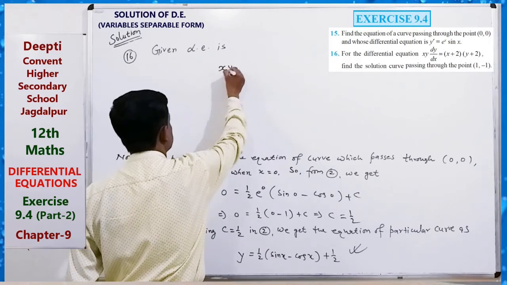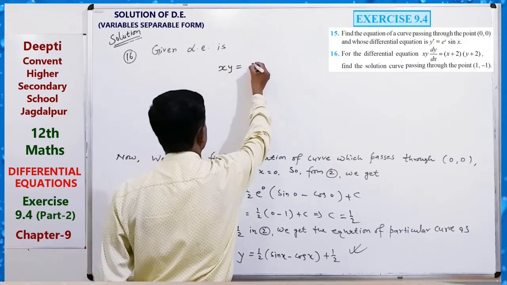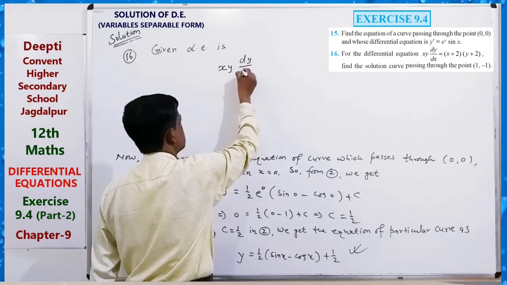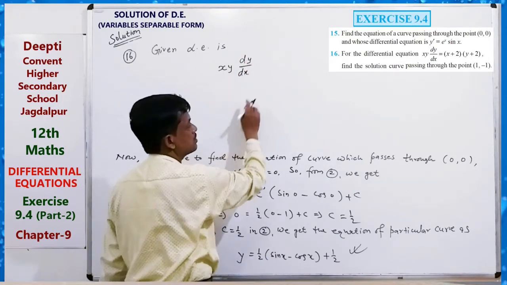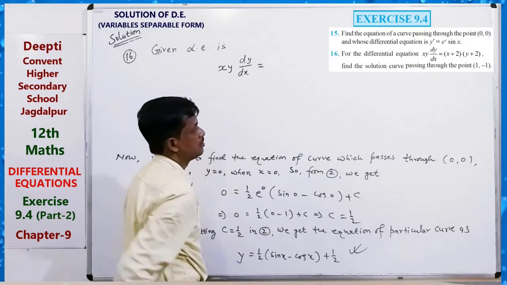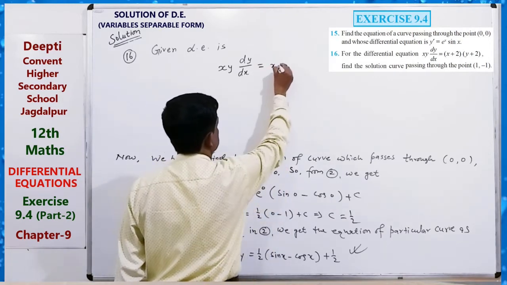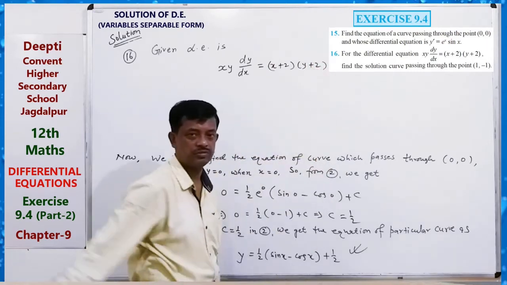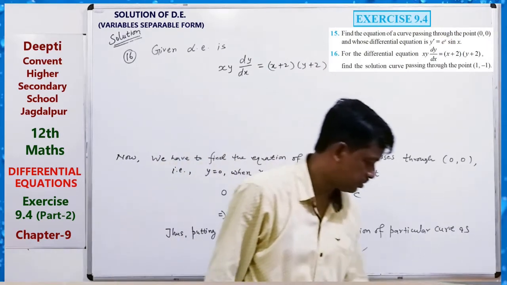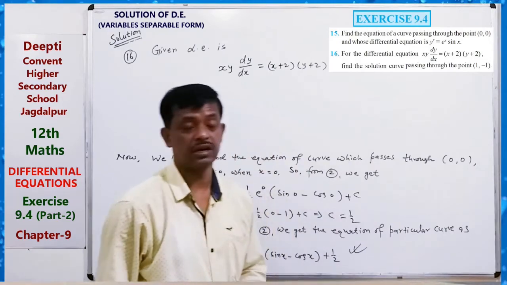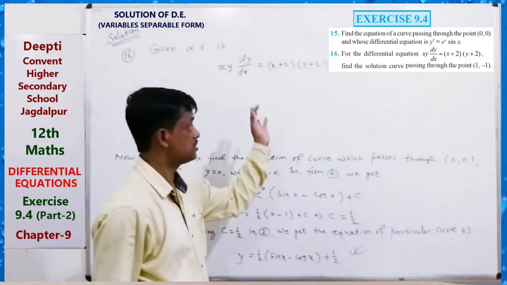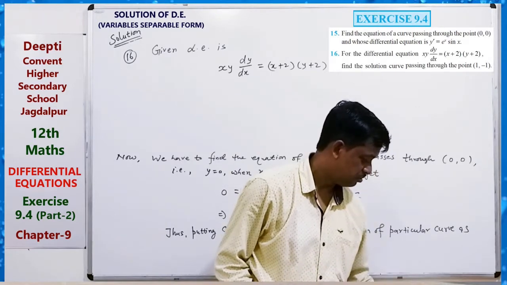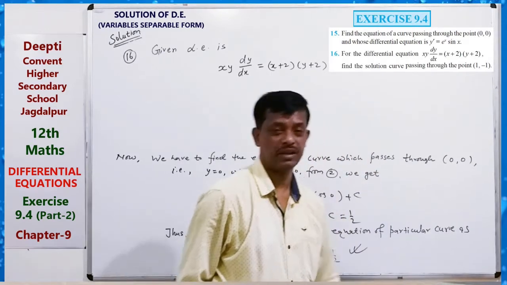xy dy/dx equals (x+2)/(y+2). This is the differential equation. Find the solution curve which is passing through (1, -1).